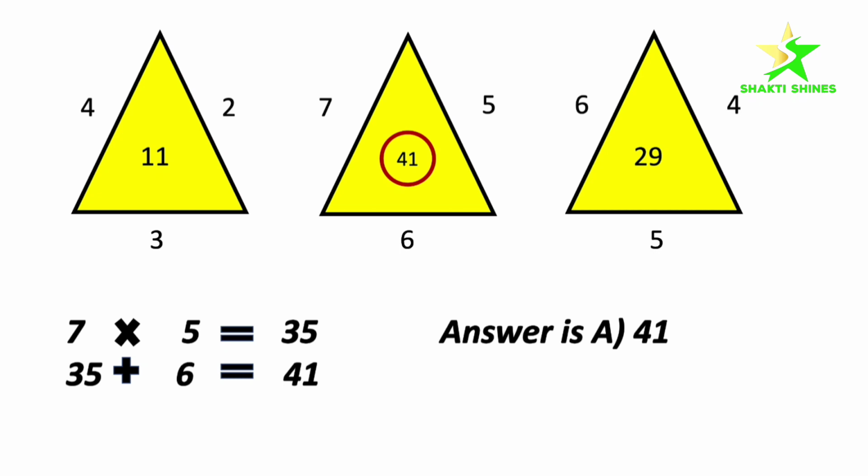The similar way for the second figure. 7 into 5 equals 35. 35 plus 6 equals 41. So your answer is 41.